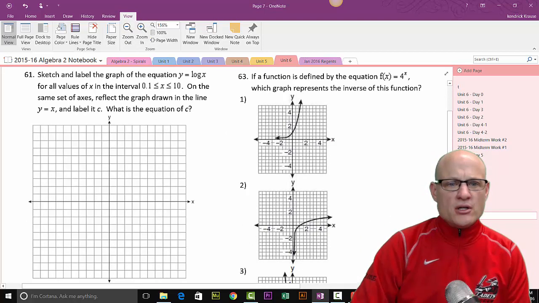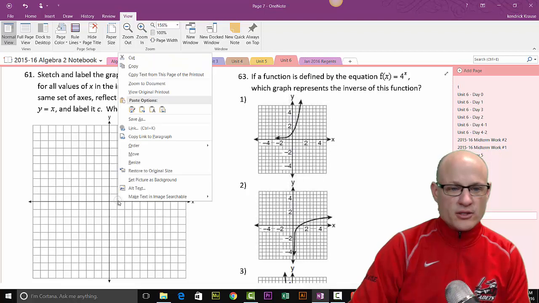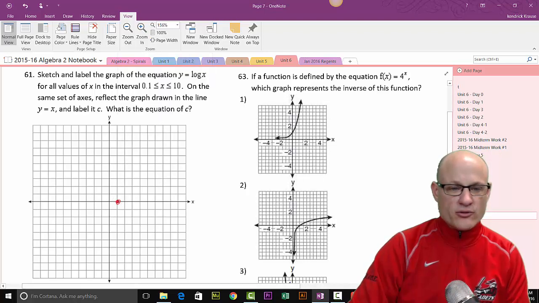So y equals log x. Sketch and label the graph. All right, so it goes through the point 1, 0, and it also goes to the point 10, 1. So it's log base 10. It's going to look, oh, see, that's why I don't do this very often, because I can't graph on this thing. Let's try to do a better job. There we go. And then it comes down like this. Okay.